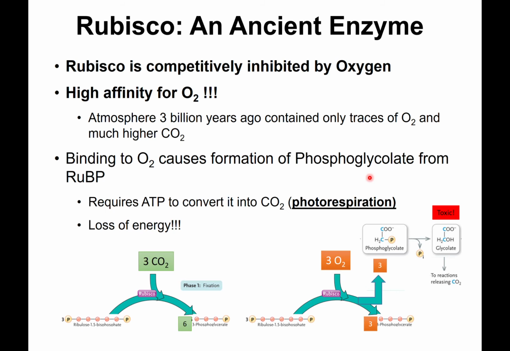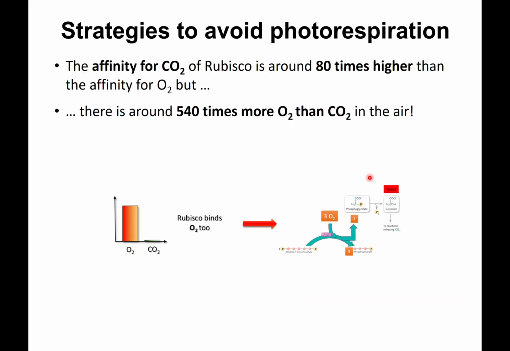So plants and other photosynthetic organisms like algae had to develop strategies, since evolution did not allow them to change Rubisco too much because it's an essential enzyme. Any mutation that ruins its function will lead to the disappearance of the species. So now they have evolved different strategies to overcome this problem.